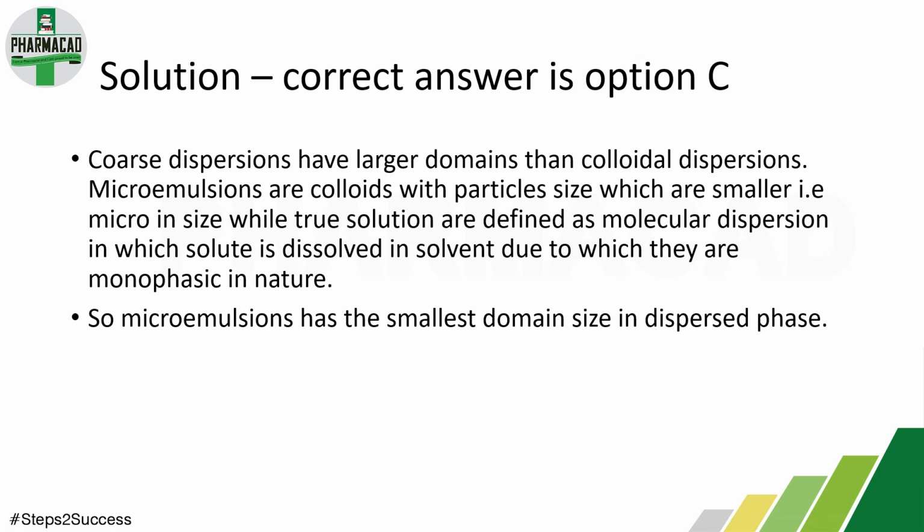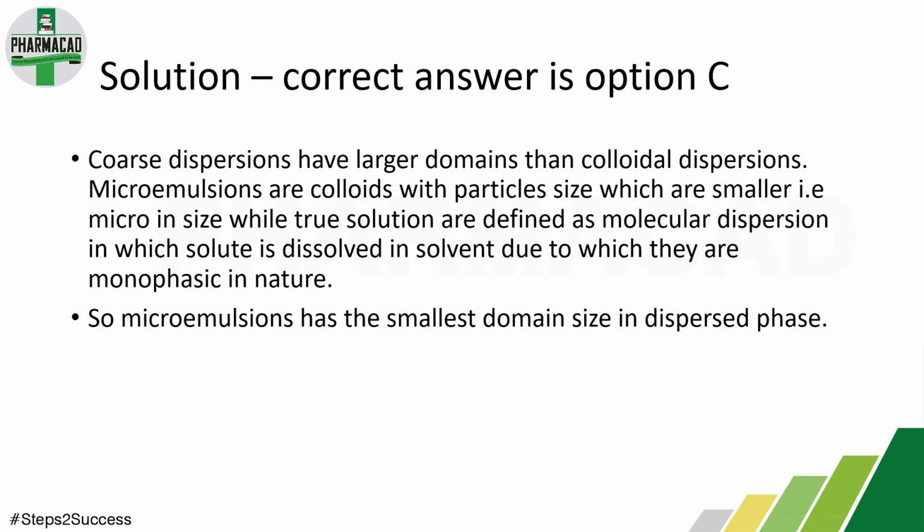Where is the concept of dispersion and disperse phase applicable? Where the system is biphasic in nature. For example, emulsion. Two immiscible liquids, oil in water, we try to suspend the molecules of oil in a water and vice versa. So in this case, the microemulsion has the smallest domain size in a disperse phase.